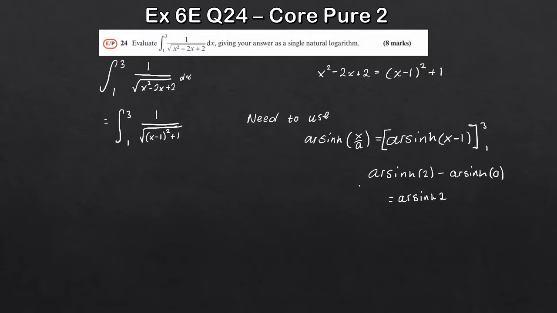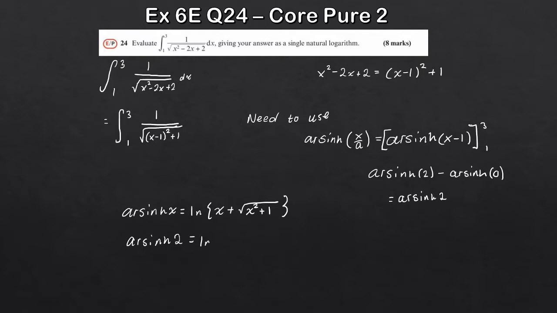Now, again, we need to use from the formula book the formula for inverse hyperbolic sine of a value. So this would be ln of x plus the square root of x squared plus 1. Well, our value is 2. So wherever we've got an x, we just need to replace it with 2. So for us, it's inverse hyperbolic sine of 2.